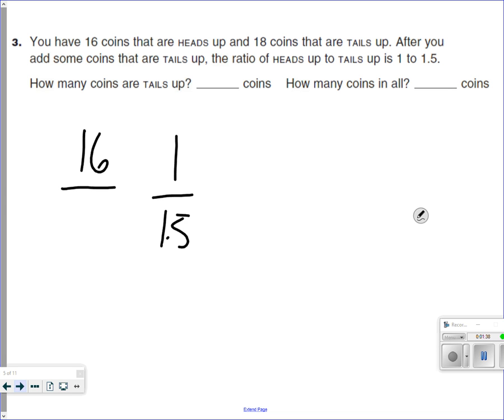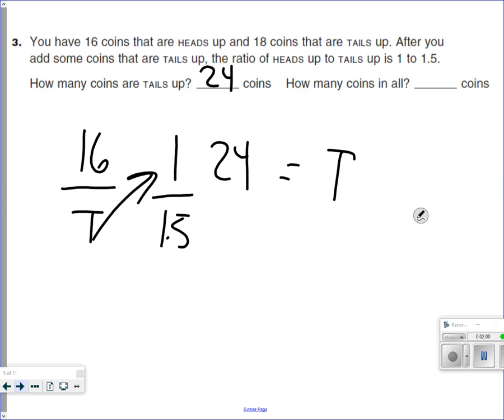So 16 are heads up, so that means this bottom part is our tails. We want to find out what our tails are. If we just do some cross multiplication, we have t on this side. 16 times 1.5 gives me 24 for an answer. So how many coins are tails? 24. Well, if 16 coins are heads up and 24 coins are tails up, how many coins do we have in all with this ratio?